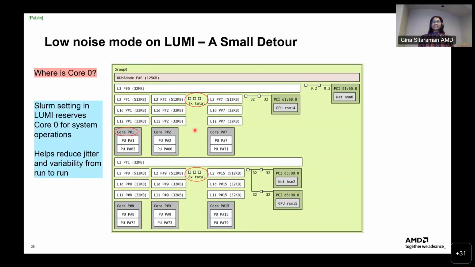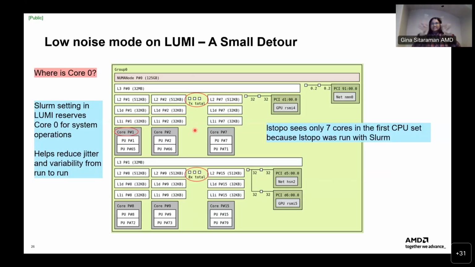It so happens that Lumi administrators have set aside core 0 for system operations to deal with interrupts, etc. And the reason why this is done is to reduce jitter and variability from run to run. And this is called low noise mode.